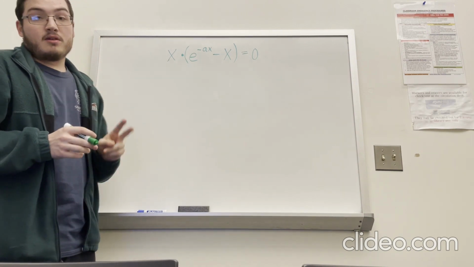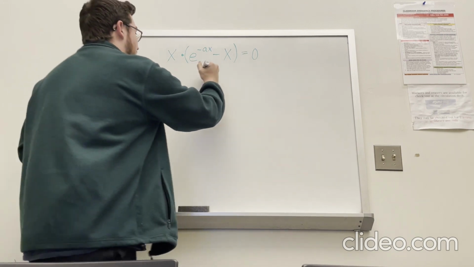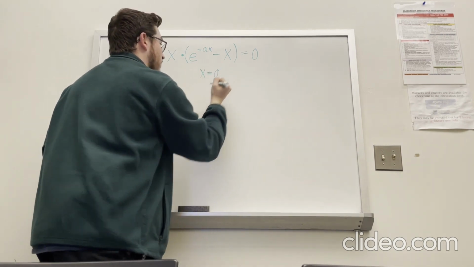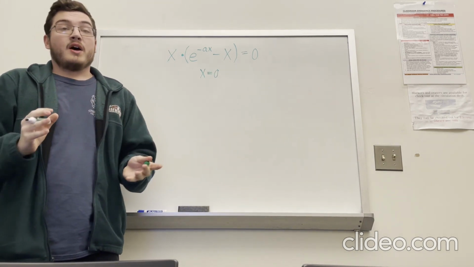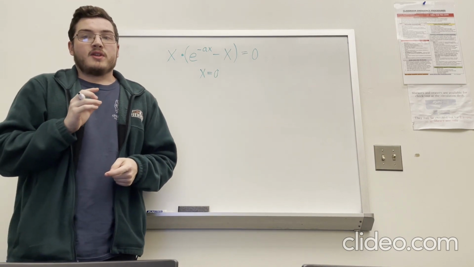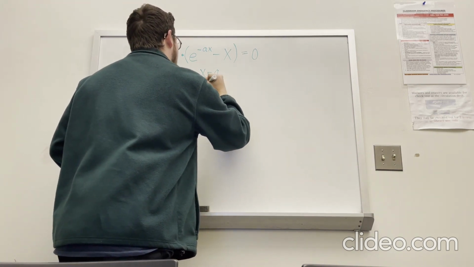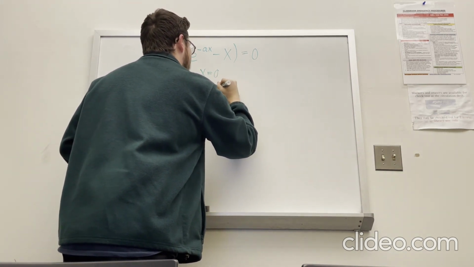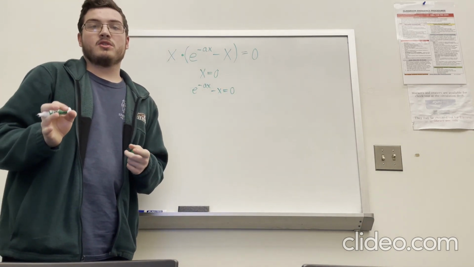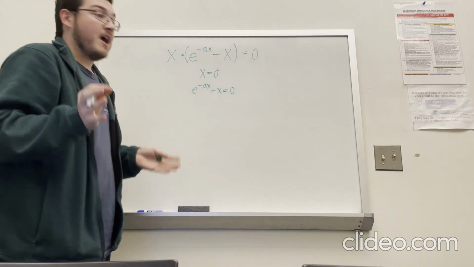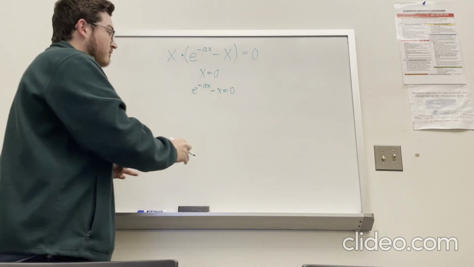In this case, there are two equilibrium solutions. The first one is a bit obvious, that being x = 0. Now, x = 0 is an equilibrium solution regardless of what value of a you have. But in order to find the second equilibrium, you need to solve the equation e^(-ax) - x = 0. This is to find the other equilibrium solution, and we'll find it in terms of a. So we want to isolate a in this equation and get it equal to something.